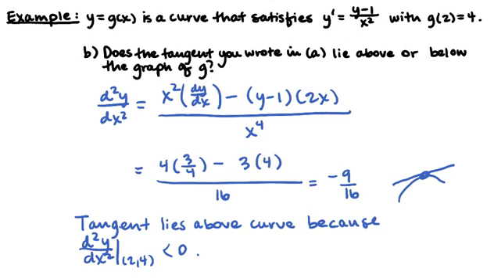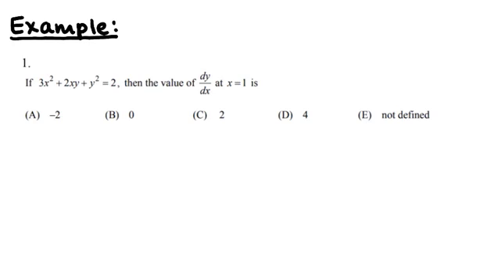Now, I've already gone a little longer than I prefer these videos to be, but I'm going to do a couple of multiple choice problems before I finish. Okay, if 3x squared plus 2xy plus y squared equals 2, I want the slope of the tangent at x equals 1. Well, I know that when I find dy/dx, it's going to involve a y and an x. So I need to figure out what y is going to be.